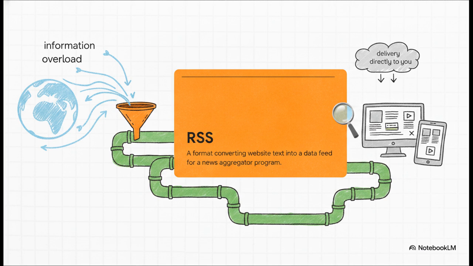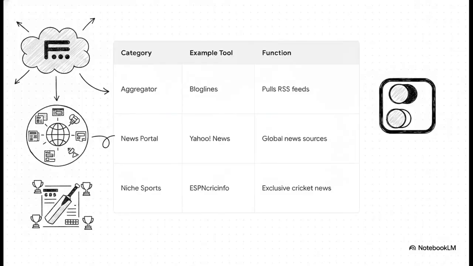So instead of you having to remember to visit 20 different websites every single morning, a news aggregator program easily reads this feed and delivers only the customized news headlines and abstracts you actually care about, straight to you. And you can tailor this to your exact needs to completely avoid information overload.